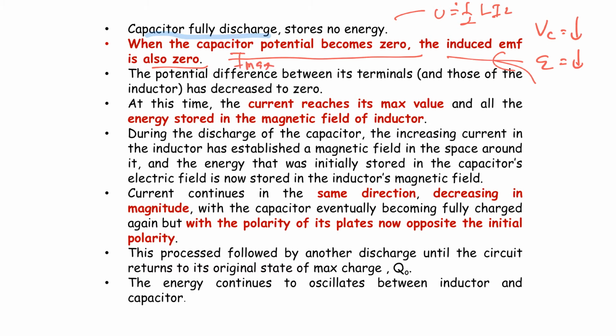Okay, yes, this one: the current reaches its maximum value and all the energy is stored in the magnetic field of the inductor. During discharge of the capacitor, once it's fully discharged, the capacitor starts to charge back. Now the current continues in the same direction at first, but decreasing in magnitude, and that's the reason you get an induced magnetic field in the same direction as the original current.